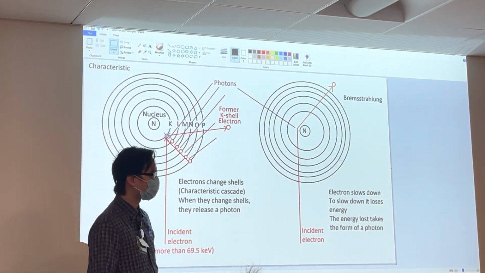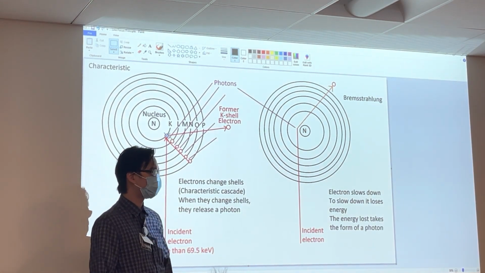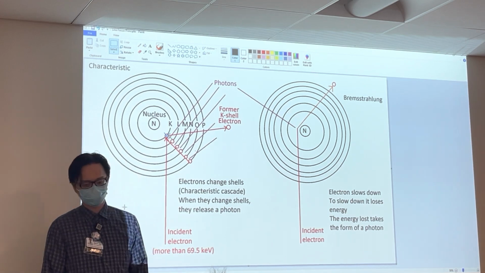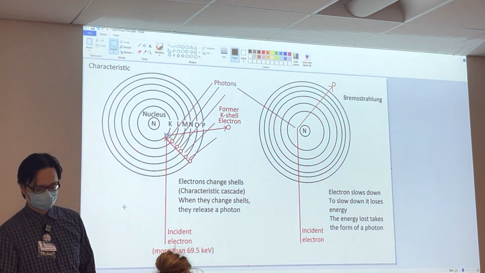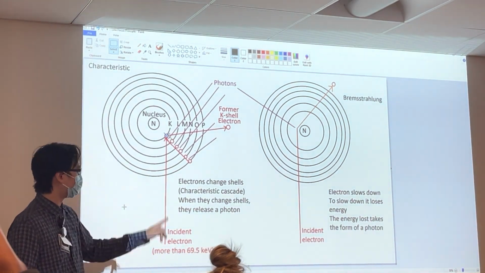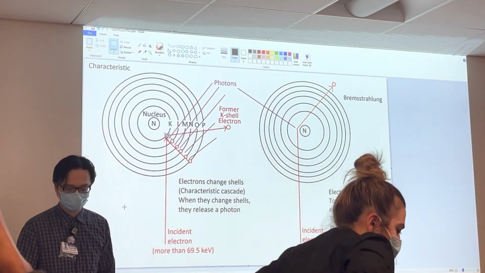Characteristic happens with the electrons, and Brems happens with the nucleus. Yes, then you are right. It is specifically the protons of the nucleus that cause Brems to happen.